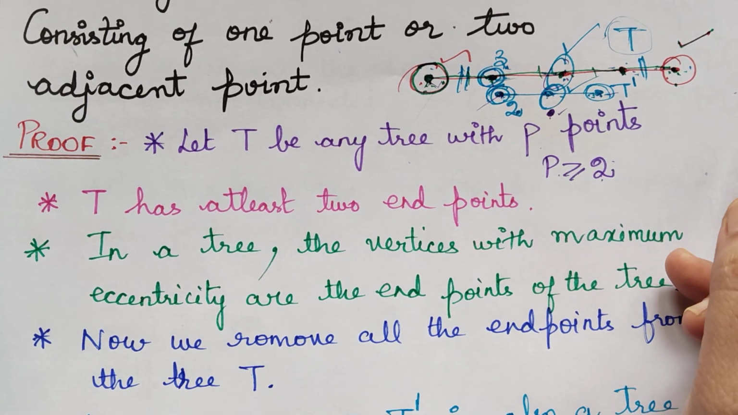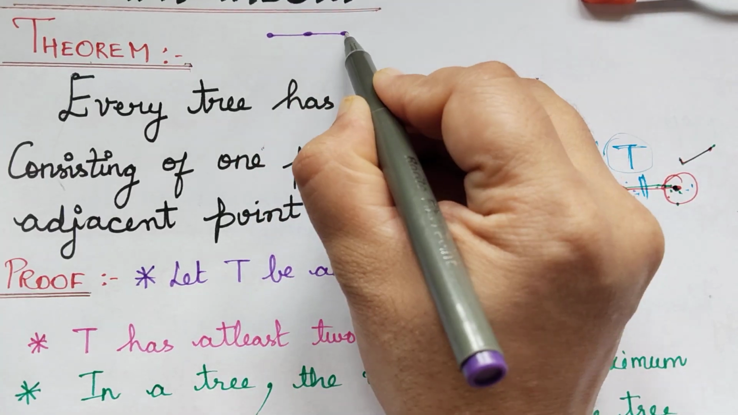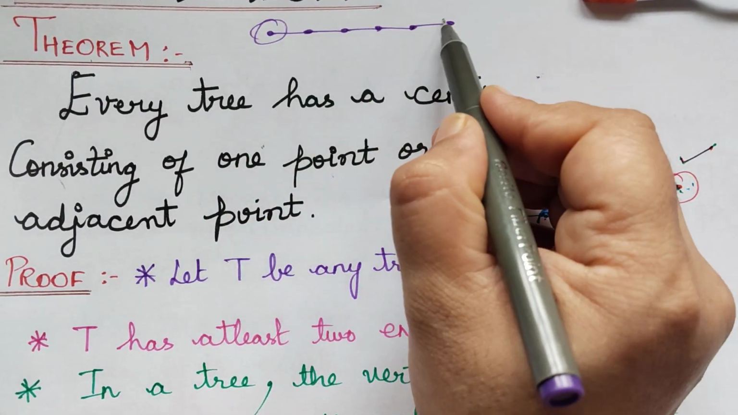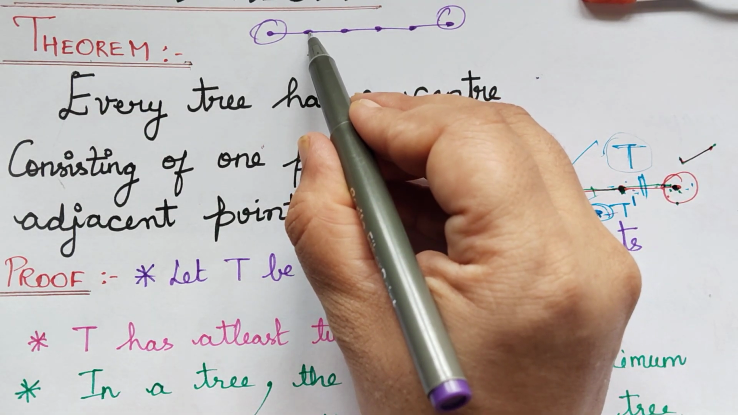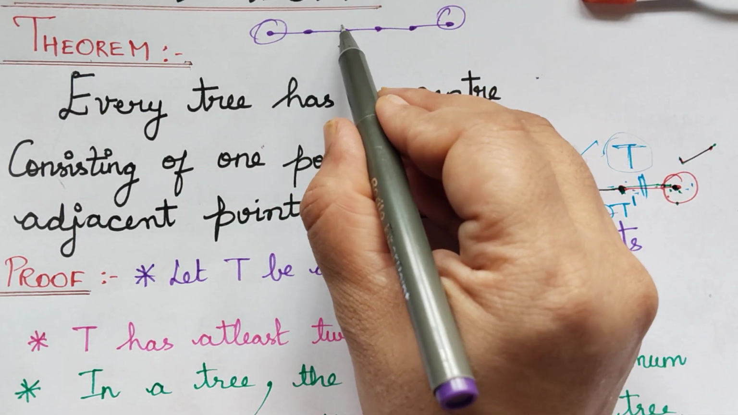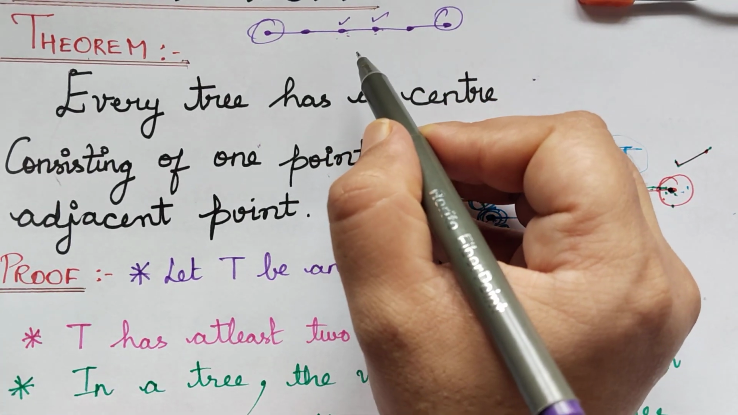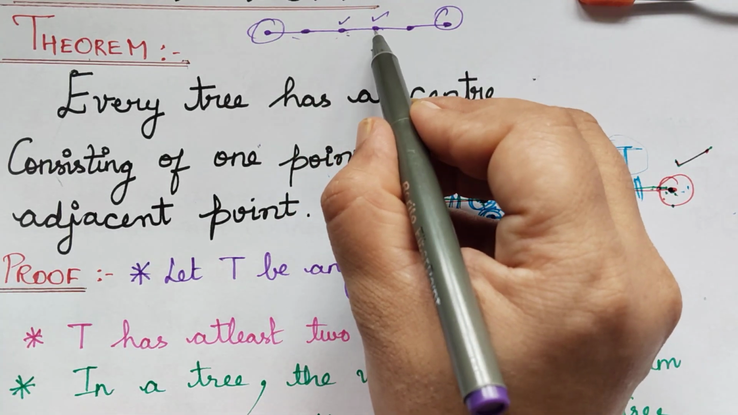If we take 6 vertices, for example, 1, 2, 3, 4, 5, 6 vertices, these are the two endpoints, remove them. And which is the center here? For this graph, the center is these 2 points. We will have 2 points as the center. If you understood the previous video lecture, you will definitely understand the concept of center.